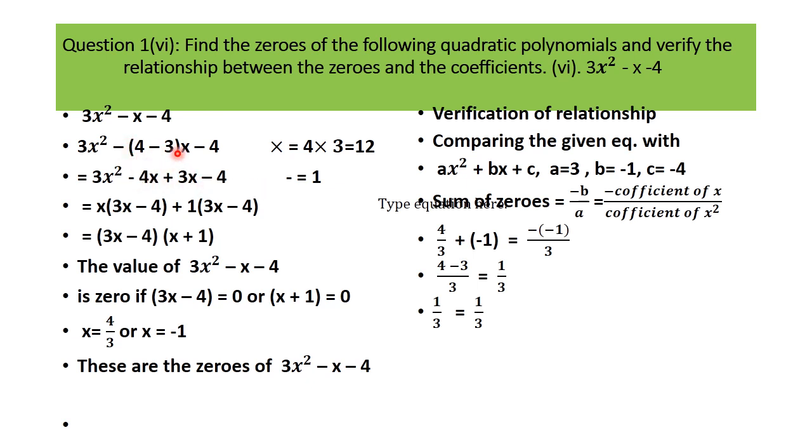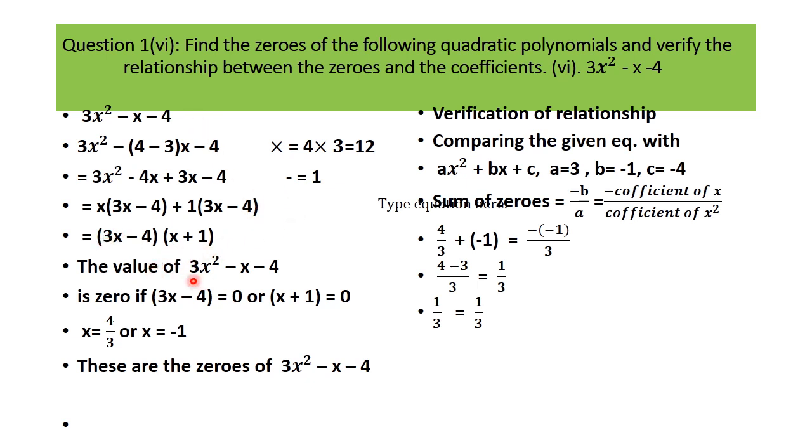Now we have broken the middle term. Now we will take the common from the first two terms. x is common. Here we are left with 3x minus 4. This is also the same, and here plus 1 is common. Now 3x minus 4 is common between these two terms. This is x plus 1. So these are the factors of this quadratic polynomial.